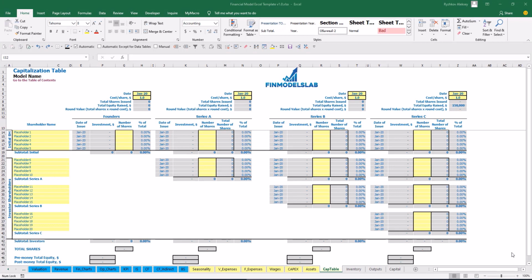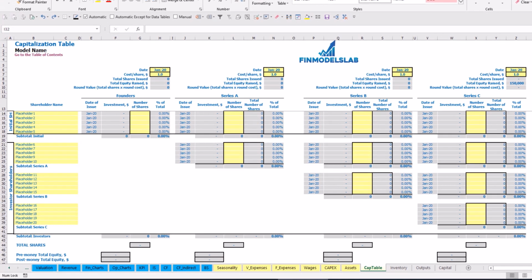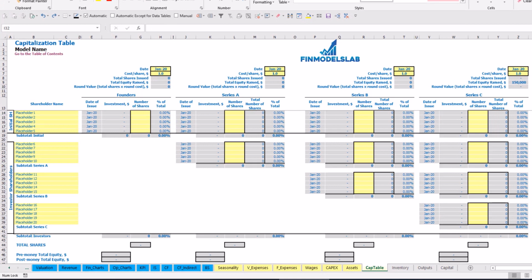On the capitalization table, you can input different founders and investors' contributions, broken down by different dates of funding with different cost of share for each series, and you can see the dilution of shares after each round, and pre-money total equity and post-money total equity.